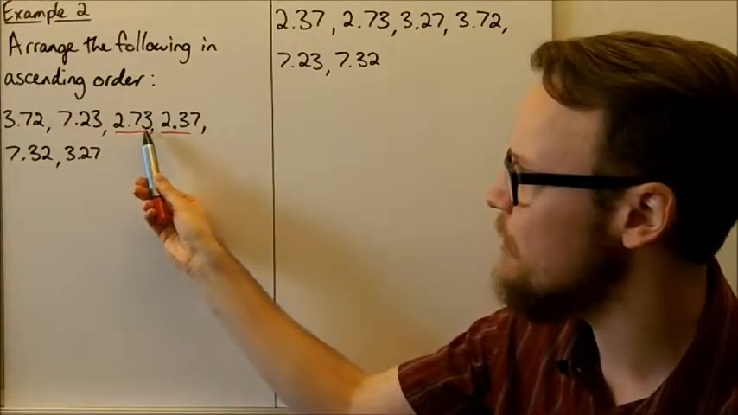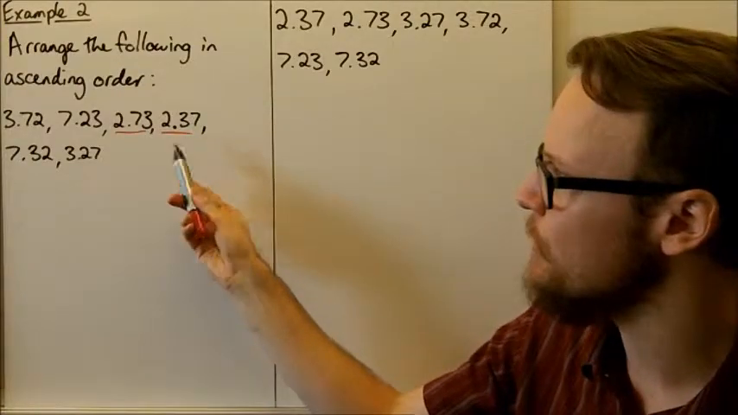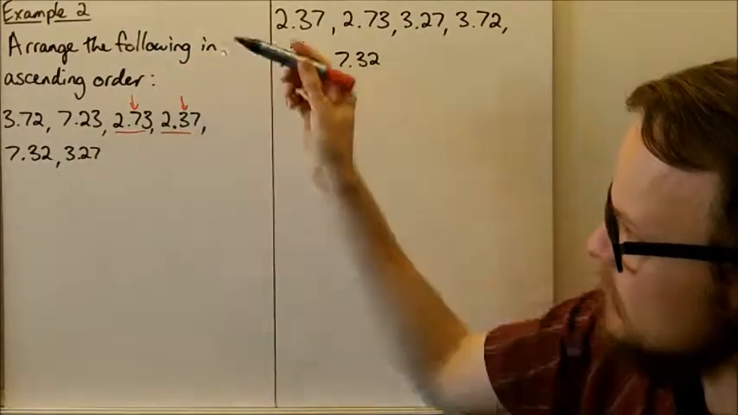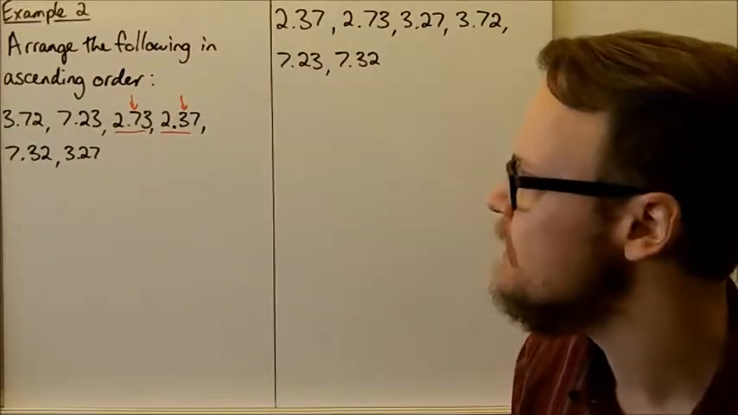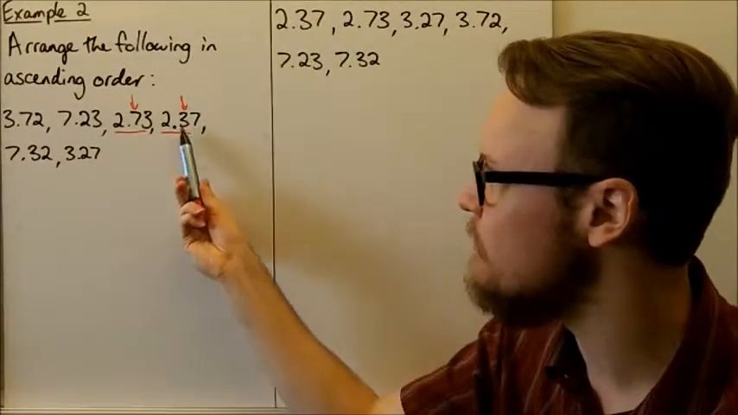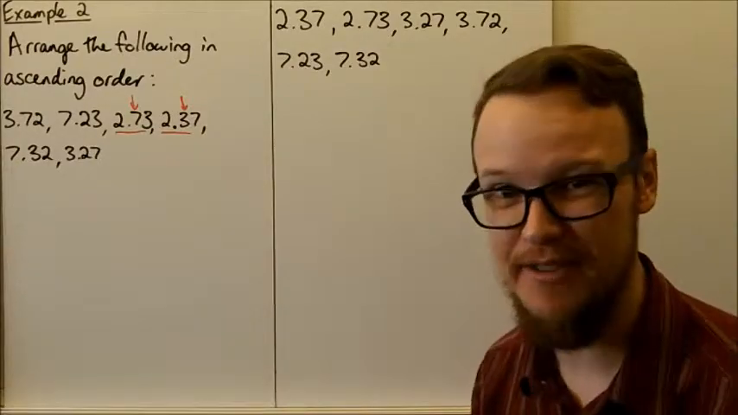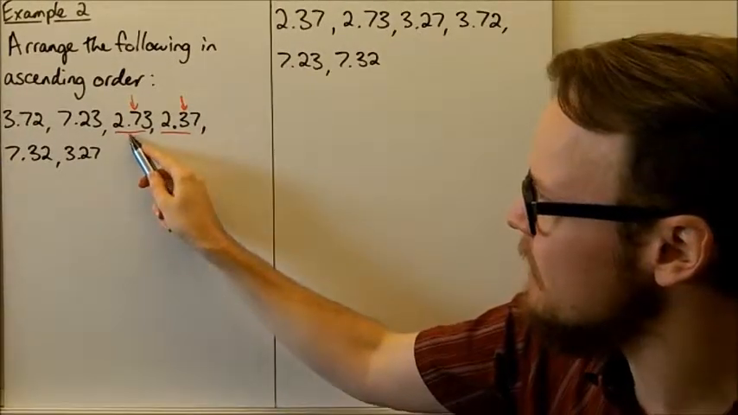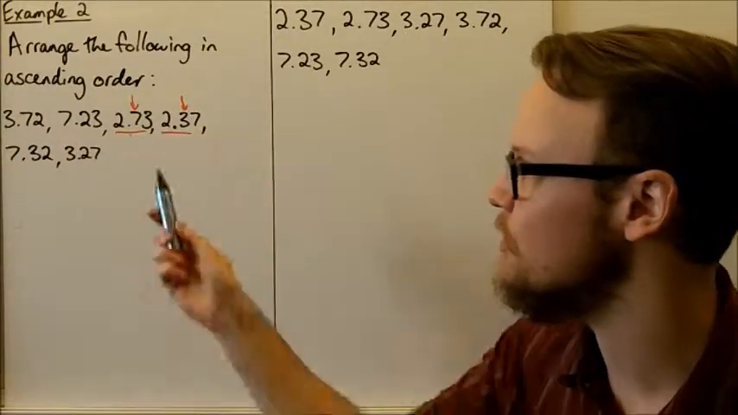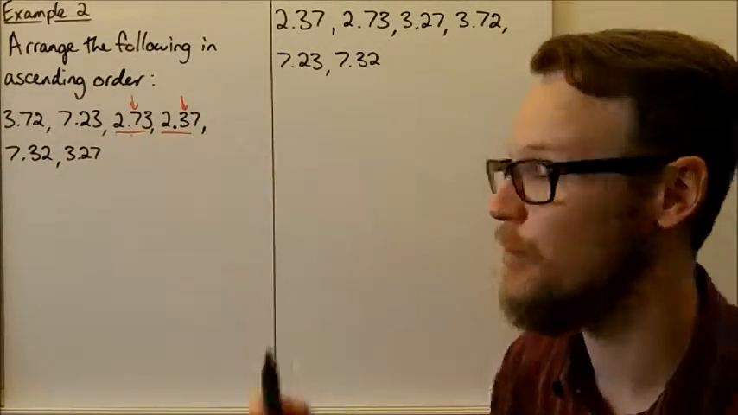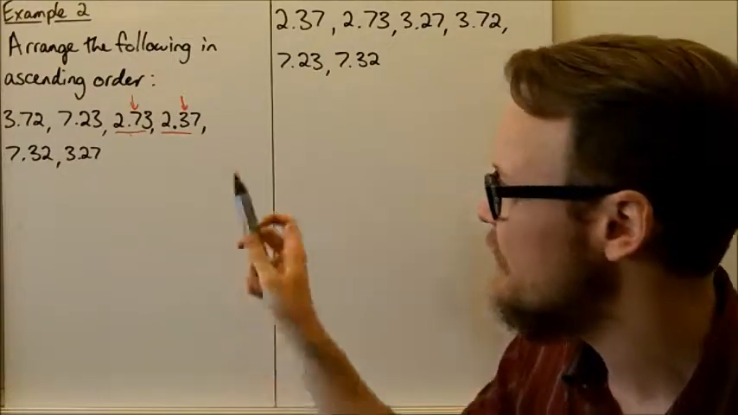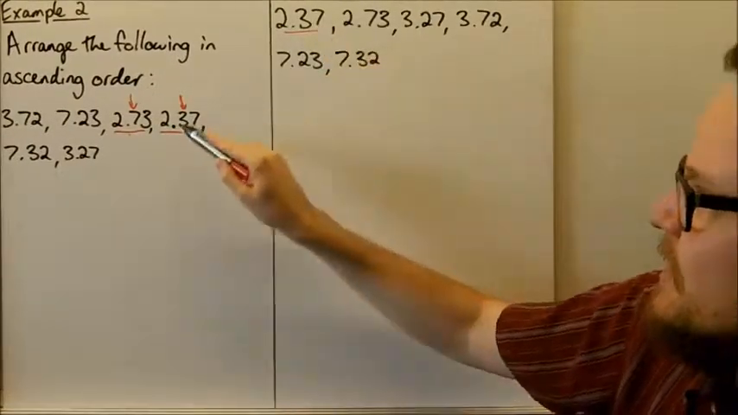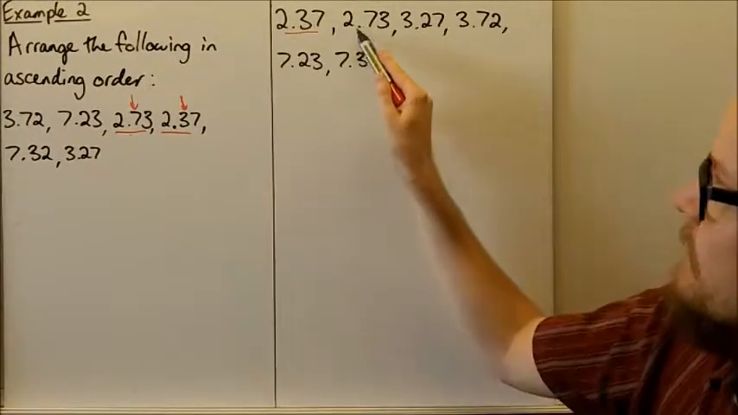So 2.73 and 2.37. These ones differ in the tenths column here. So which one's going to be bigger? Well, 7 is larger than 3, so 7 tenths is going to be bigger than 3 tenths. So this number here is going to be larger than this one here. So 2.73 is going to be bigger than 2.37. So our smallest number then is going to be 2.37. So that's what we start with. And then our next biggest number is 2.73.